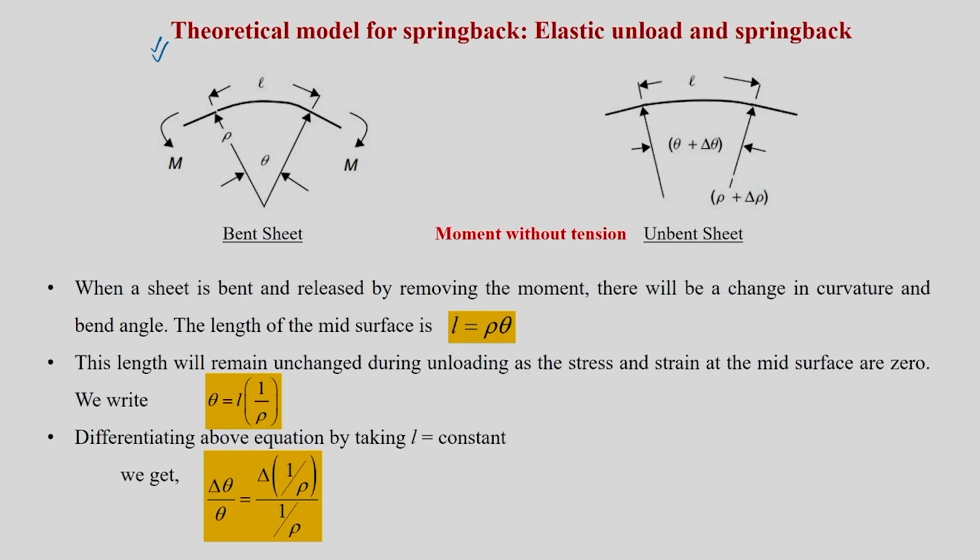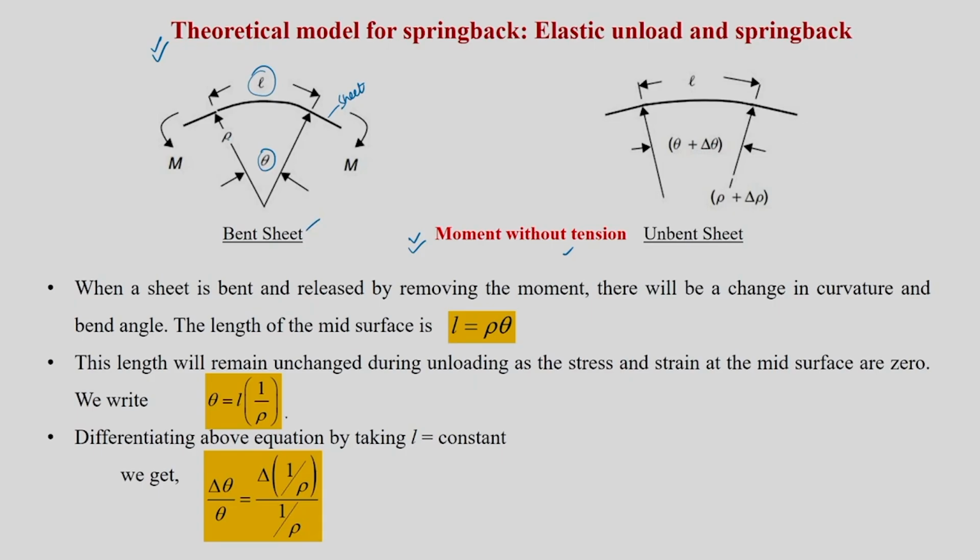We are going to first take the case of moment without tension. We are not going to derive it now, we will just introduce it here. You have a sheet, as usual shown as a thin line. This is your sheet, with no tension, so only moment is applied as shown in this figure. There is a bend angle theta, and the radius of curvature rho is known, and L is the length of the mid surface, which is already known to us.